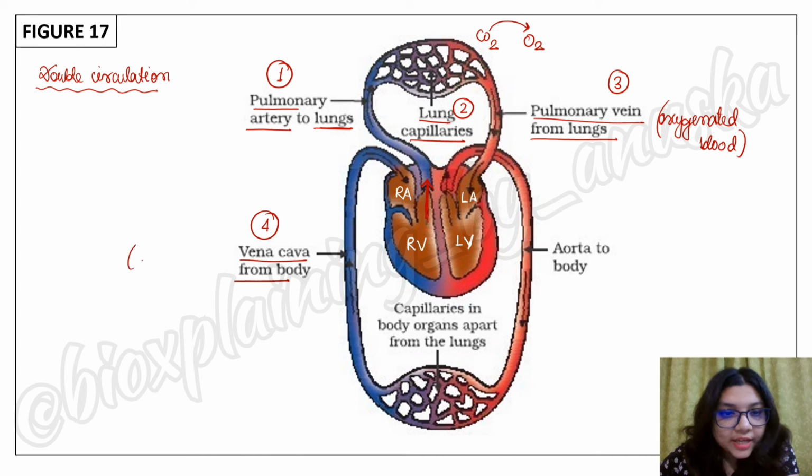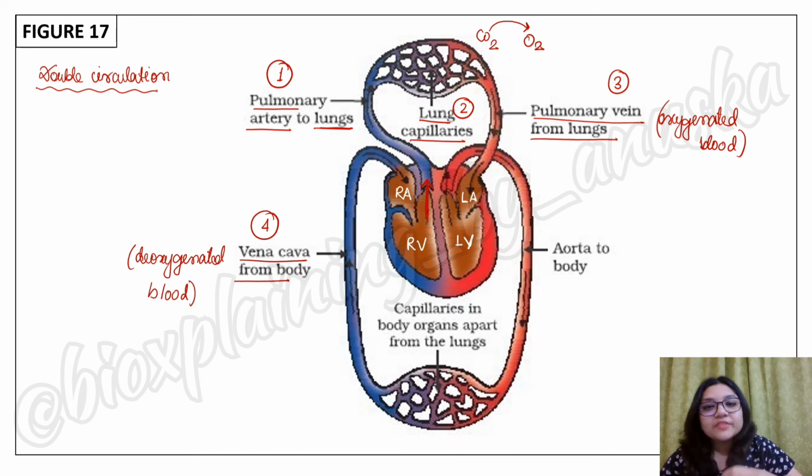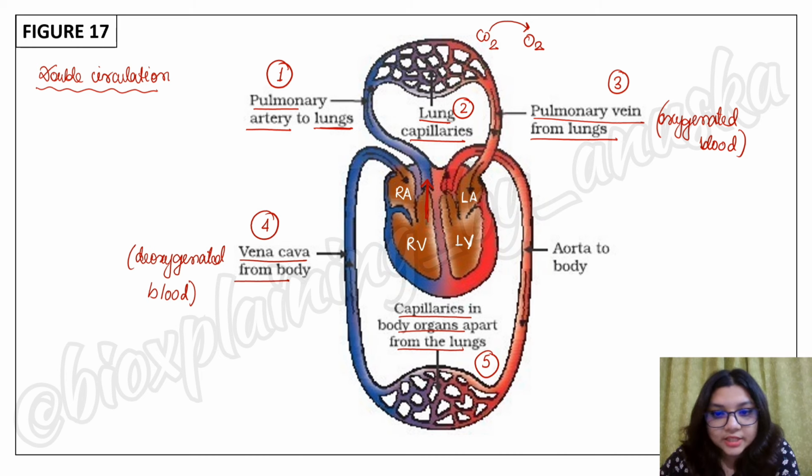So vena cava carries the deoxygenated blood from all the body parts. It has 2 parts, that is superior vena cava and inferior vena cava. It will take the deoxygenated blood to the right auricle. Part number 5, we have capillaries in body parts apart from the lungs. That is, this refers to all other body organs other than the lungs where the oxygenated blood has been taken to. And part number 6 we have, that is aorta to the body.